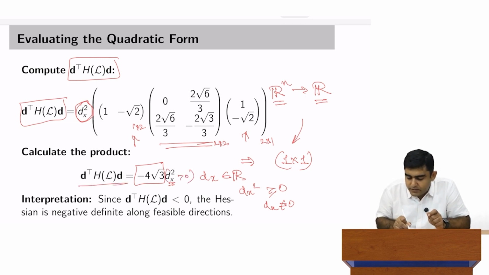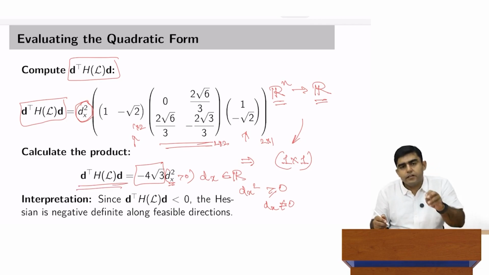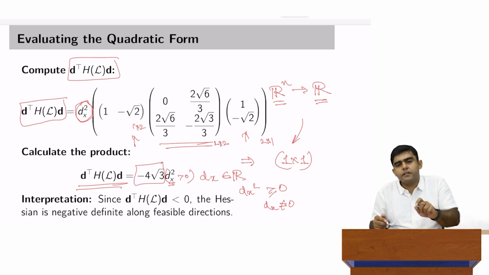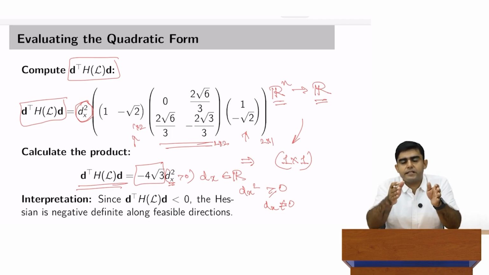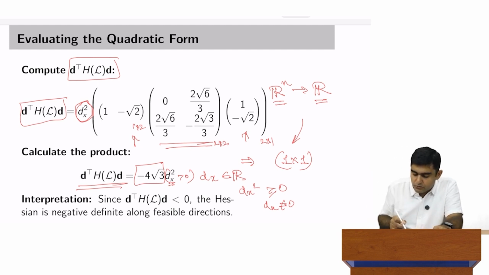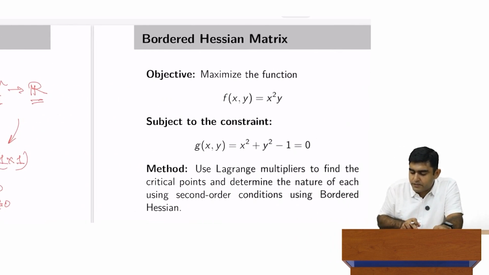So, the sign of this term would entirely be determined by minus 4 root 3, which is a negative quantity. Again, recall that whenever we are checking for maxima or minima, the second order sign tells us the maxima or minima in the context that if that sign is greater than 0, we are looking at local minima. If that sign is less than 0, we are looking at local maxima. So, since this value is negative, the Hessian is negative definite along the feasible lines.